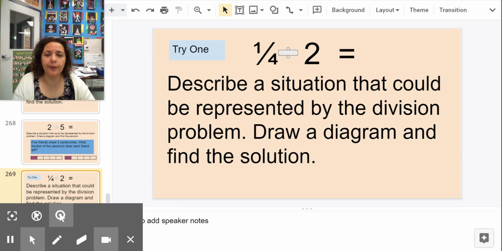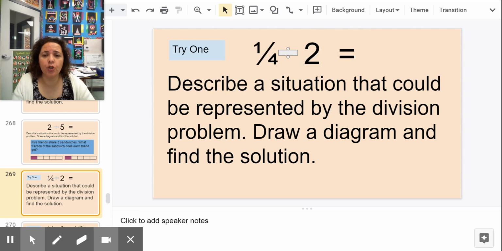Okay, so you try one. We have 1/4 divided by 2. Describe a situation that could be represented by the division problem. Draw a diagram and find the solution. So go ahead and try it. And if you're not sure, stay with me and then I'll help you. And if you have it, go ahead and do it. And then we'll share tomorrow in class.